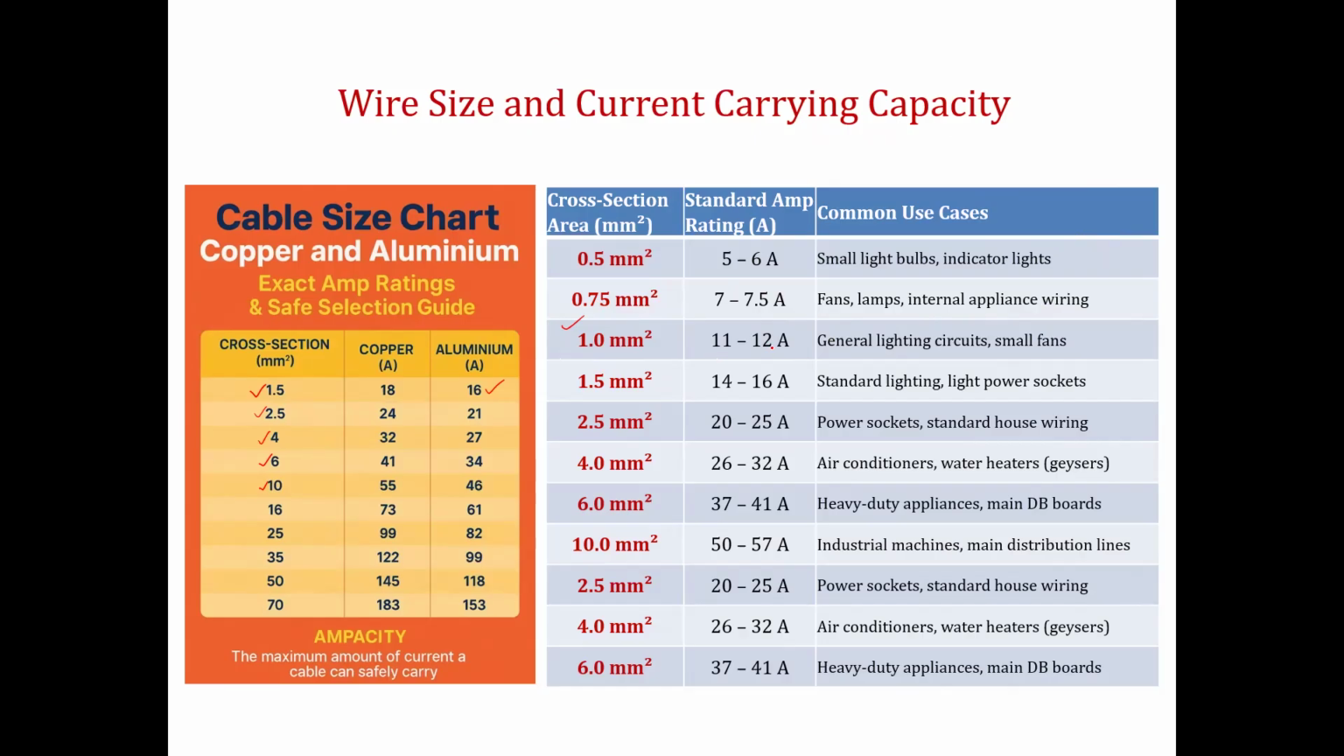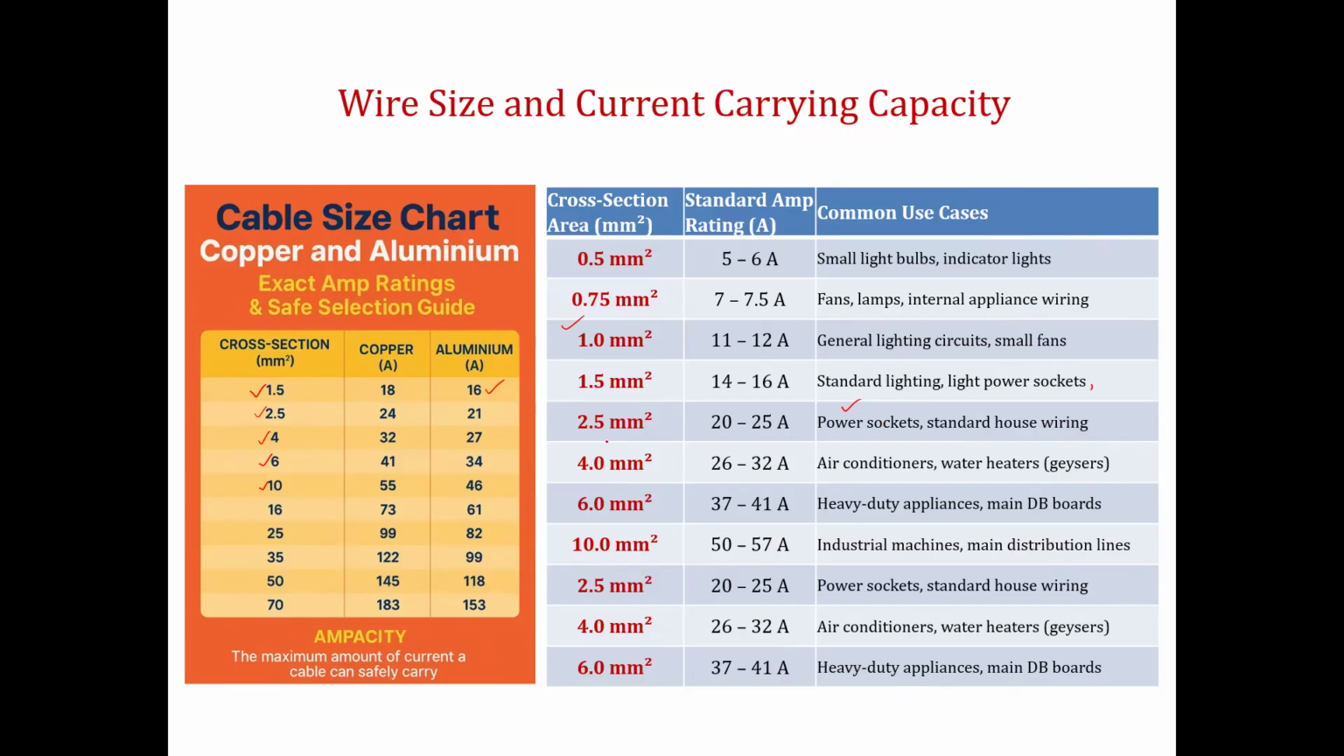It carries 11 to 12 ampere, for general light fittings and small fans. 1.5 is used for the standard light. Then power sockets are there. It may be computer wires, TVs and all these things, we can use 1.5, whereas 2.5 square mm, which carries 20 to 25 ampere, is for the power socket in standard house wiring, when we are using the geyser, heater, grinding machine, mixers, or refrigerators.